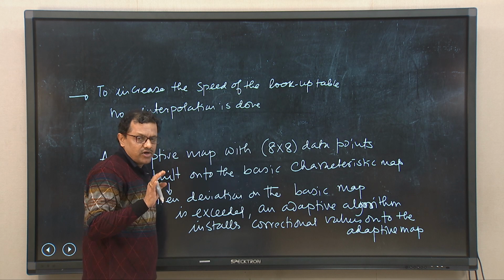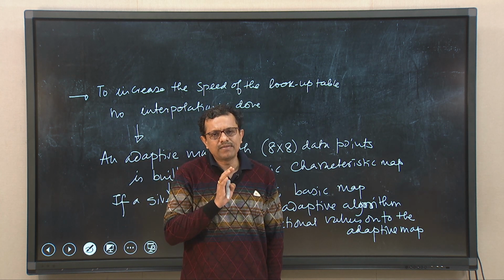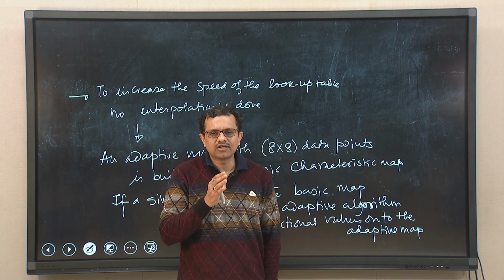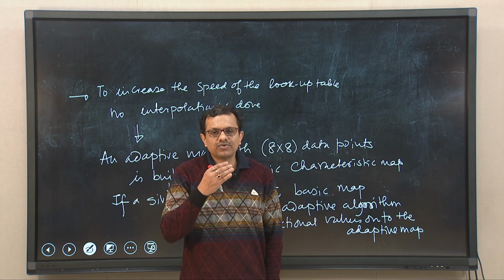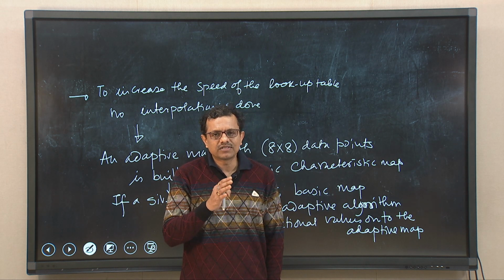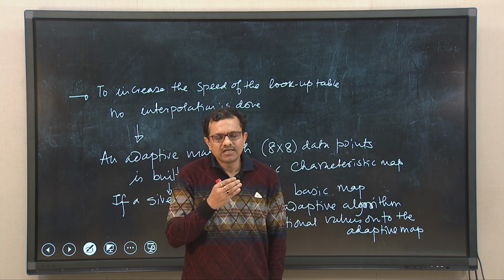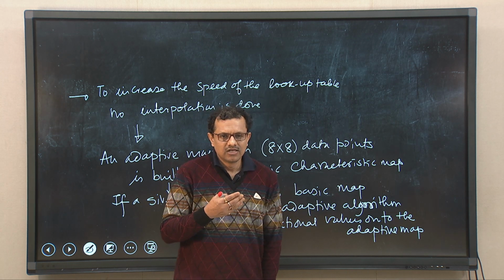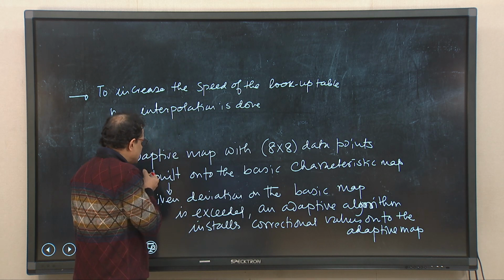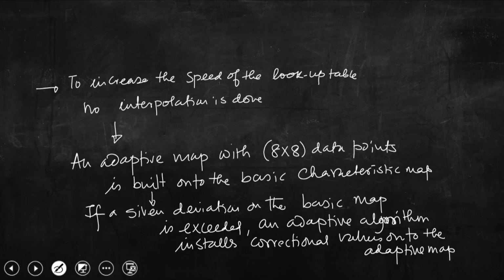First of all, what we have discussed is that this characteristic map is prepared based on 225 data points, and these 225 data points are obtained from extensive engine trials considering stoichiometric air fuel ratio, and to increase the speed of the lookup table, no interpolation is allowed. So, if there is a deviation, then what remedial measures should be taken by the ECU to operate the injector? To do that, if a given deviation on the basic map is exceeded, an adaptive algorithm installs correctional values onto the adaptive map.